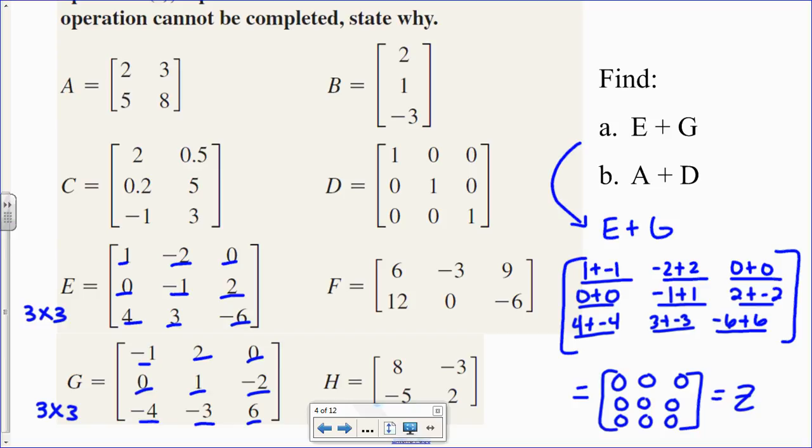All right, let's look at A plus D. So what size is matrix A? 2 by 2. What about D? Okay, are those the same size? No. So this is not possible. Is that what you would like to say? Yep.